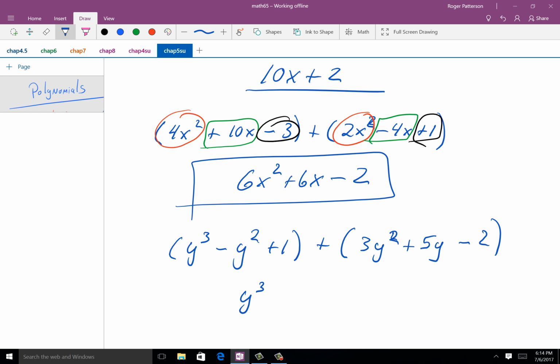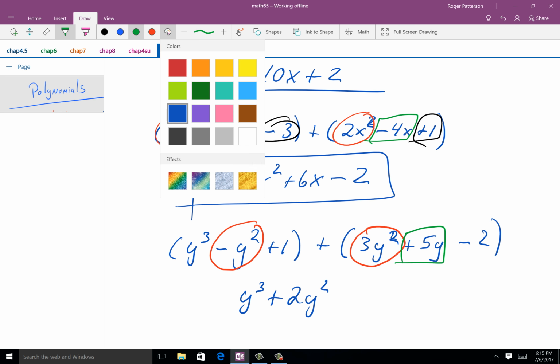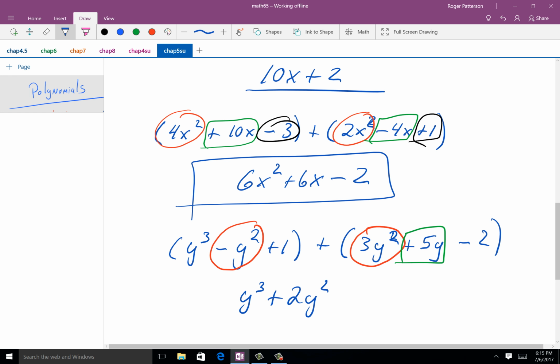All right, look at the y squareds. We have a y squared here. We have a 3y squared here. What is that going to give us? 2y squared, good. Okay, then we have a 5y here. Do I have any y's in the other one? Nope. So I just drop that down to there.